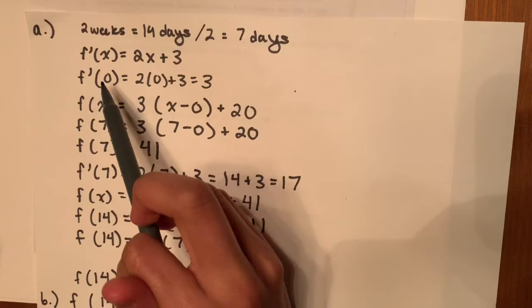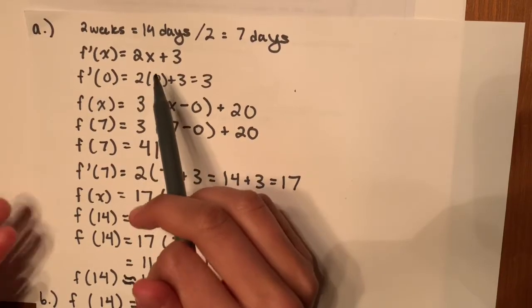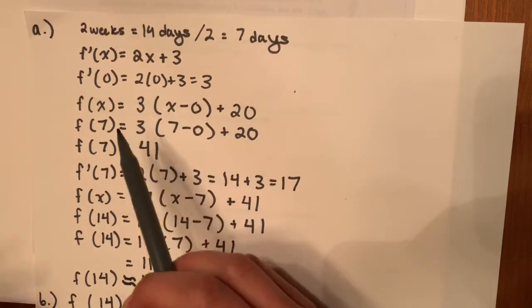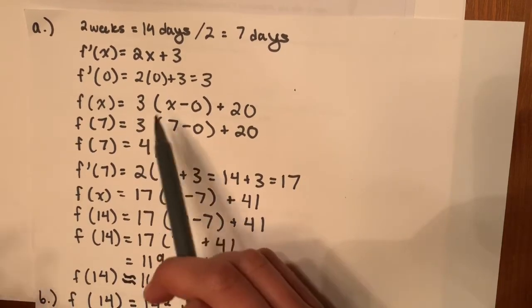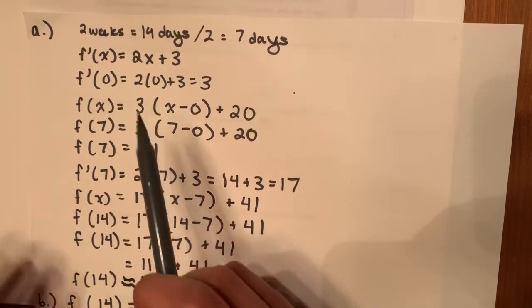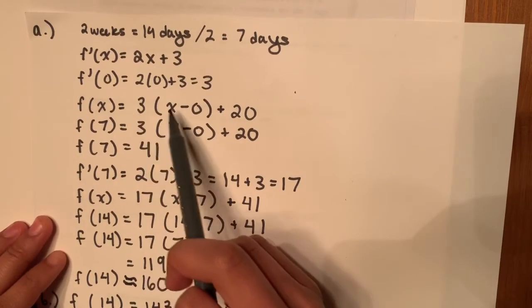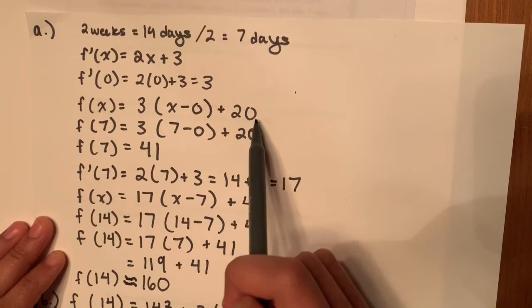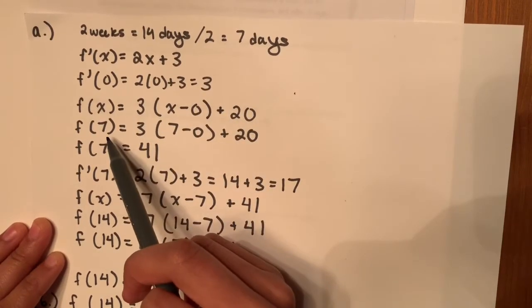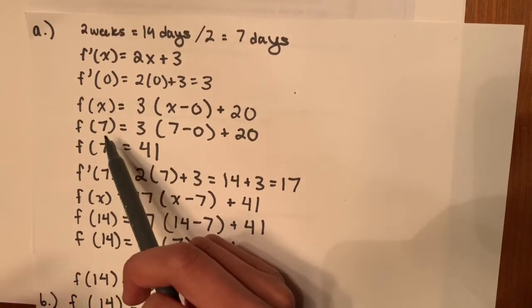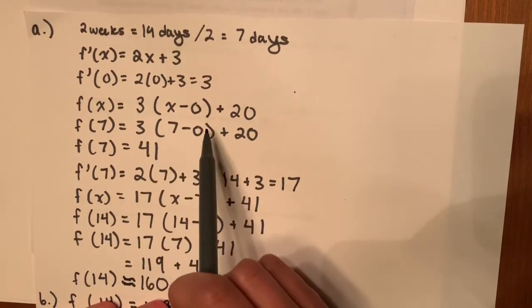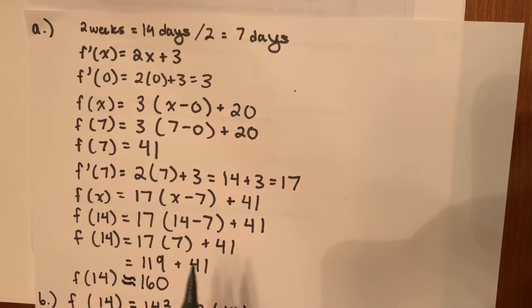And then the derivative at 0, I'm plugging in 0 into the equation 2x plus 3, and I got 3. So now what we're going to do is write an equation for the tangent line at x equals 0 using point slope form. So I have the slope here, and then x minus 0 plus 20, because that was the y value at 0. And now I'm going to plug 7 into that equation to get the y value approximation at 7. So f of 7 is 3 times 7 minus 0 plus 20, which is 41.